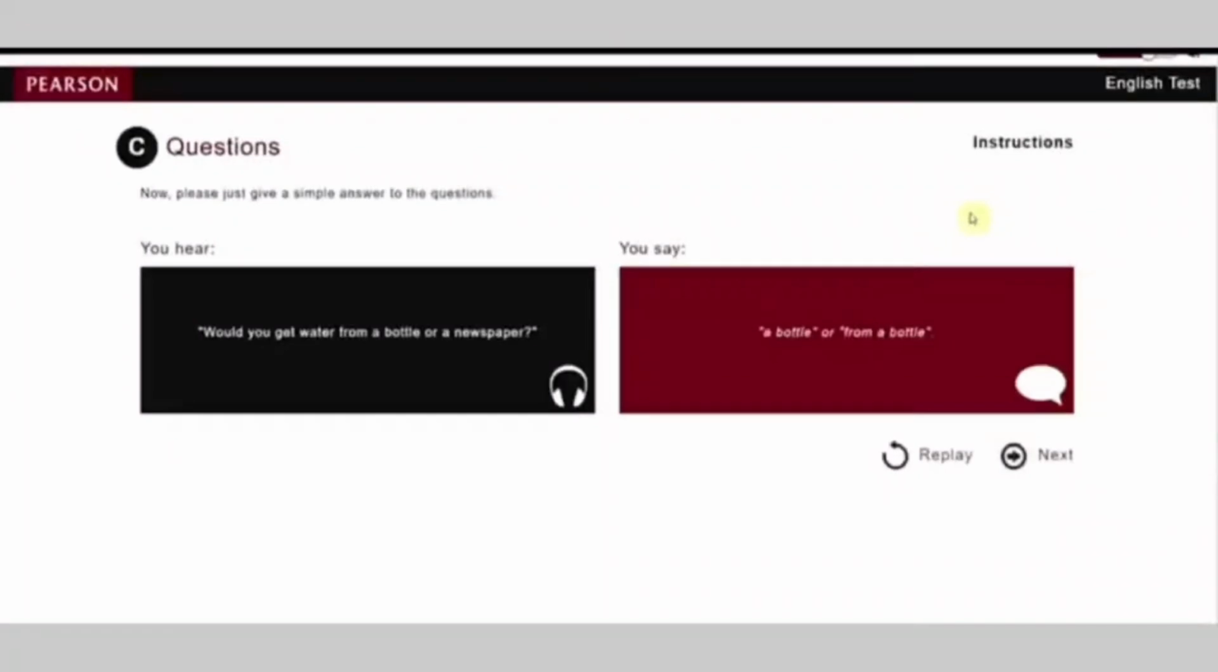Part C. Questions. Now, please just give a simple answer to the questions. For example, a voice says, Would you get water from a bottle or a newspaper? and you say, A bottle. or, From a bottle.